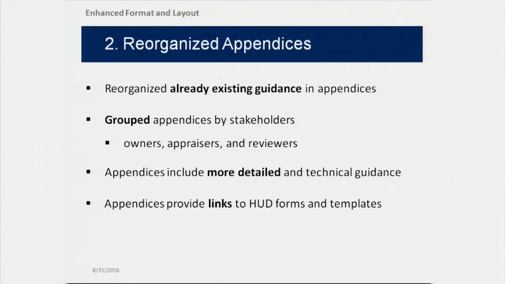The next topic is reorganized appendices. I want to emphasize that the reorganized appendices contain guidance that was already in existence, either in the body of the old chapter or in the old appendices. The revised appendices are now grouped by stakeholders, i.e., the owners, appraisers, and the reviewers. For instance, Appendix 9.1 provides guidance and materials to RCS appraisers, while Appendix 9.2 includes guidance to owners. We believe that the grouping should allow users to go to one place to retrieve relevant information needed for their requirements. In general, the reorganized appendices include more detailed and step-by-step instructions, as well as sample documentation and links to forms and templates.